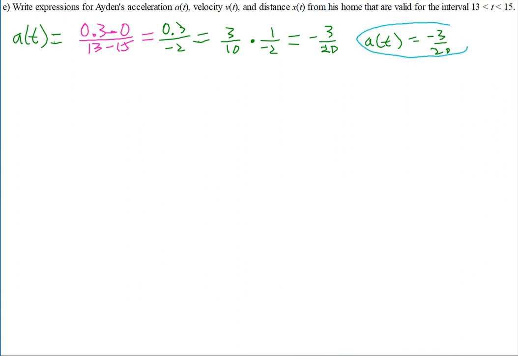That's an easy one to start with. Then to go from acceleration to velocity, you have to integrate, because to go from velocity to acceleration, you take the derivative. So now we're going to integrate acceleration.